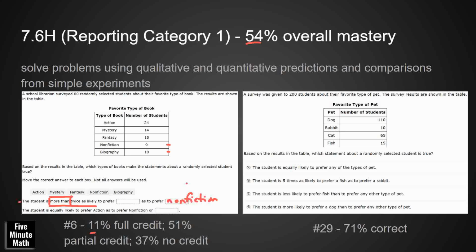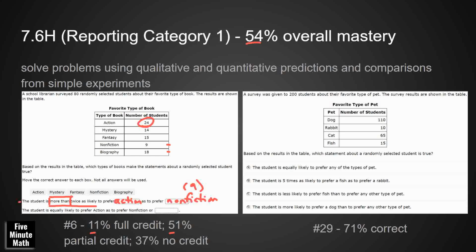Nonfiction, that's my 9. But my guess, we don't have individual data on these answer selections, is that a lot of students messed this up, and look how many people got 51%. That means they got 2 out of 3. They probably messed up this one right here. More than twice as likely. Well, if I were to put my 18 right there, that's not more than twice as likely. That is twice as likely. The only thing that I can do that's more than twice as likely is action. So these are the only numbers that fit.